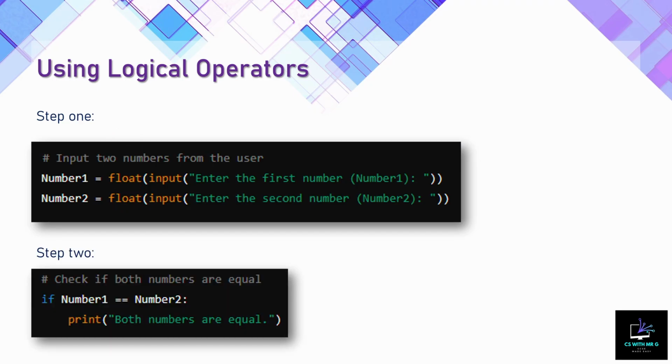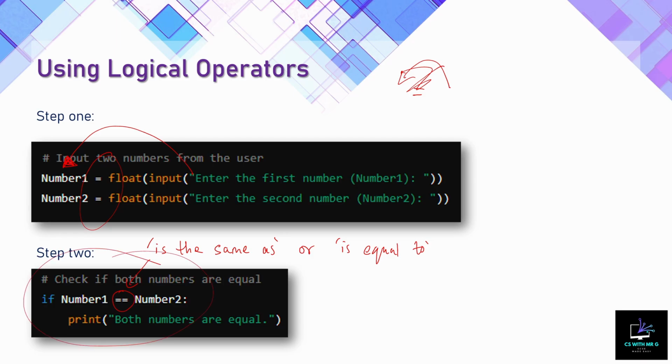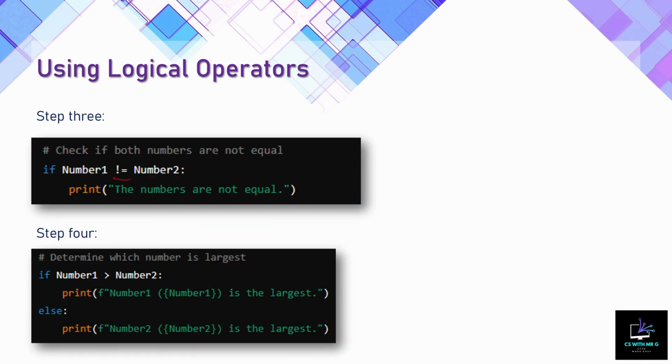Step 2, to simply check if they are equal, we would use two equal signs, and we can say if number 1 equals number 2, then print both numbers are equal. What you need to get into the habit of is if you see the two equal signs here, this is the exact same thing as saying is the same as or is equal to. It doesn't mean store. And you need to realize that one equal sign is simply to store a value into a variable. So in the top example, you can see we've used one equal sign, and this stores the input inside the variable, and that's very important. So this checks if they are equal to each other. To check if they aren't equal to each other, it's simply an exclamation mark and an equal sign, and this would print out that the numbers aren't equal.